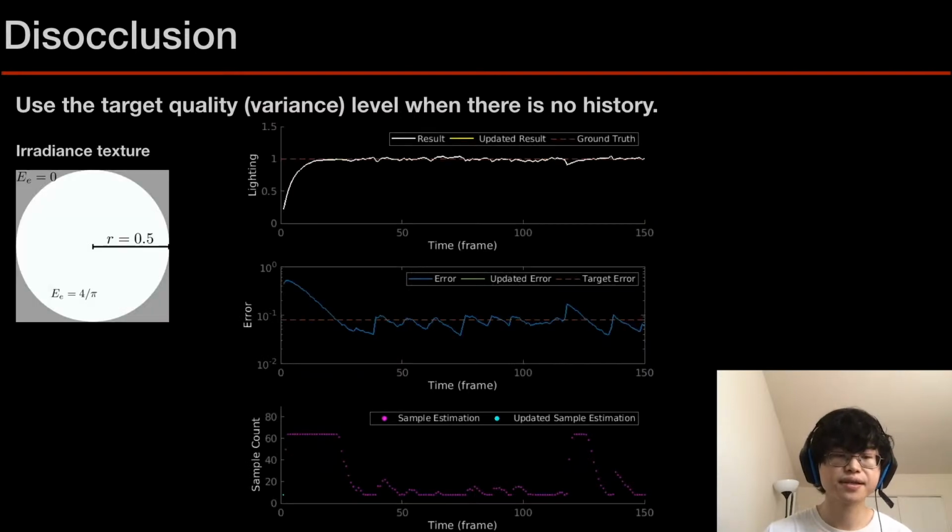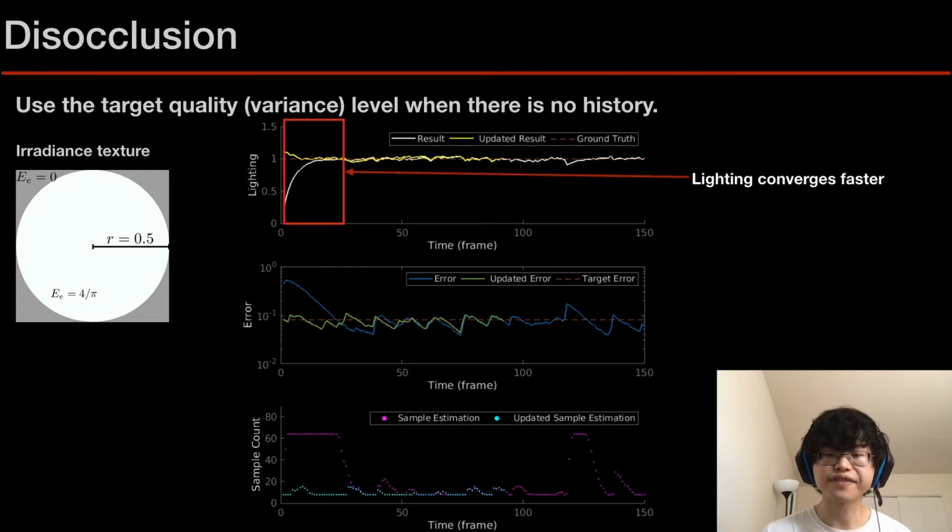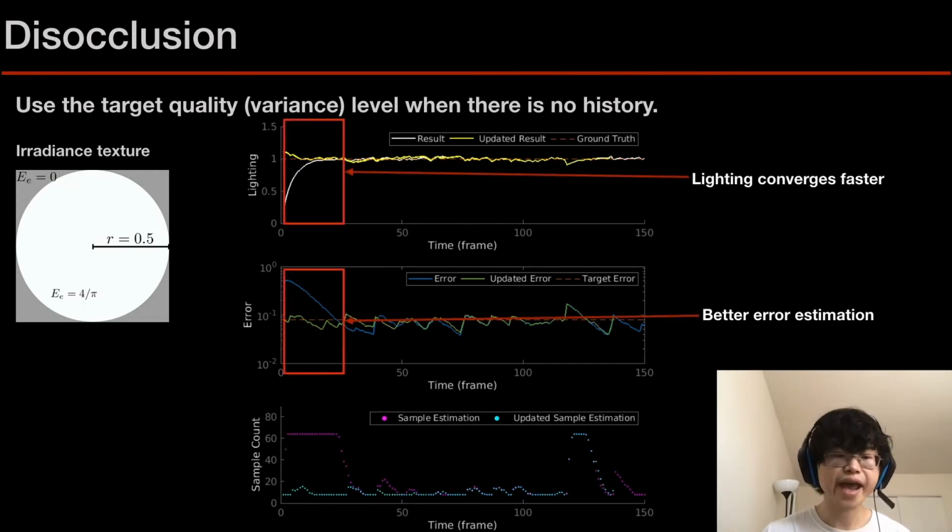With this, let's see what changes for the lighting error and sample count. So, lighting converges faster. We also have better error estimation. Most importantly, the overestimation has been resolved.